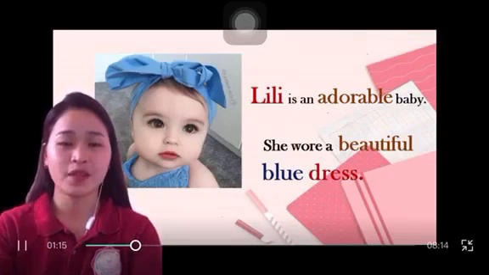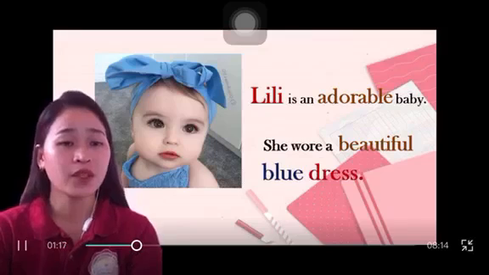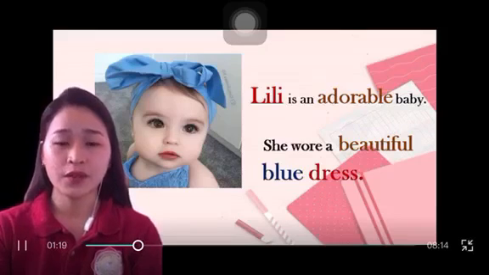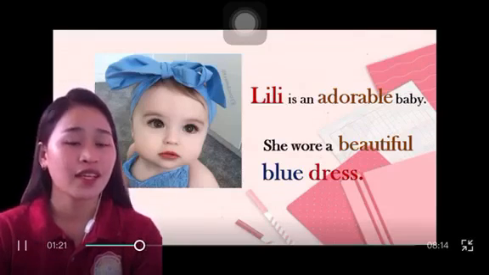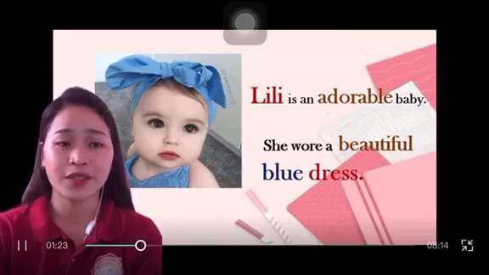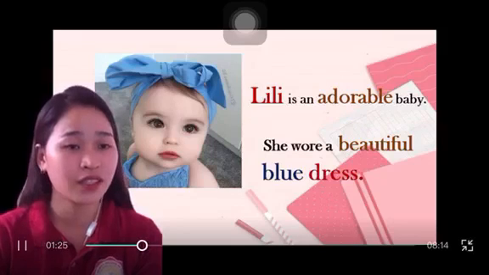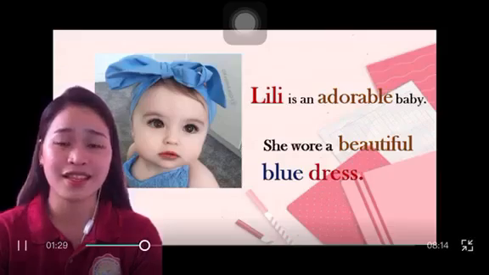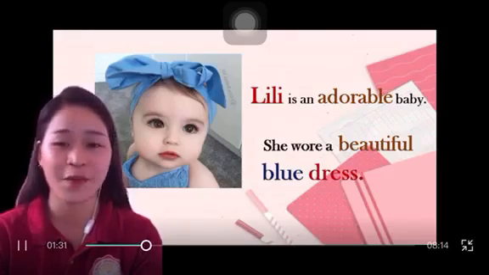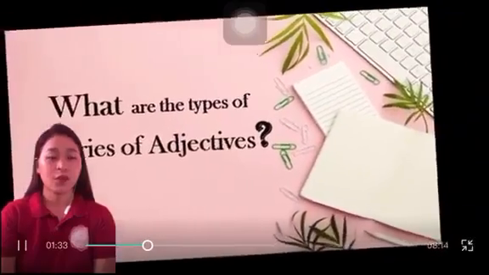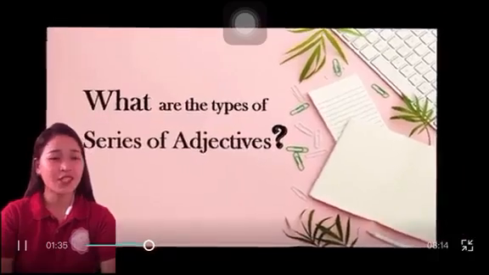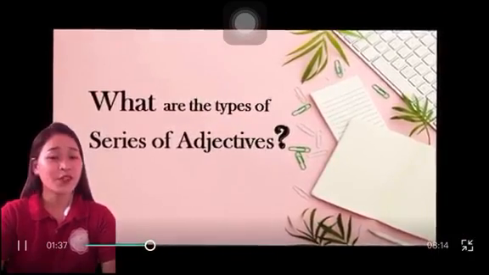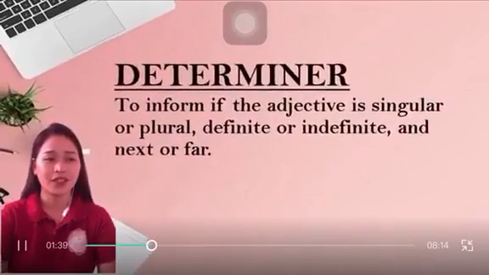Another example: she wore a beautiful blue dress. Beautiful blue dress. Beautiful is the determiner, blue is the color, and dress is the noun. And those are examples of the series of adjectives. What are the types of the series of adjectives? The first one is determiner.